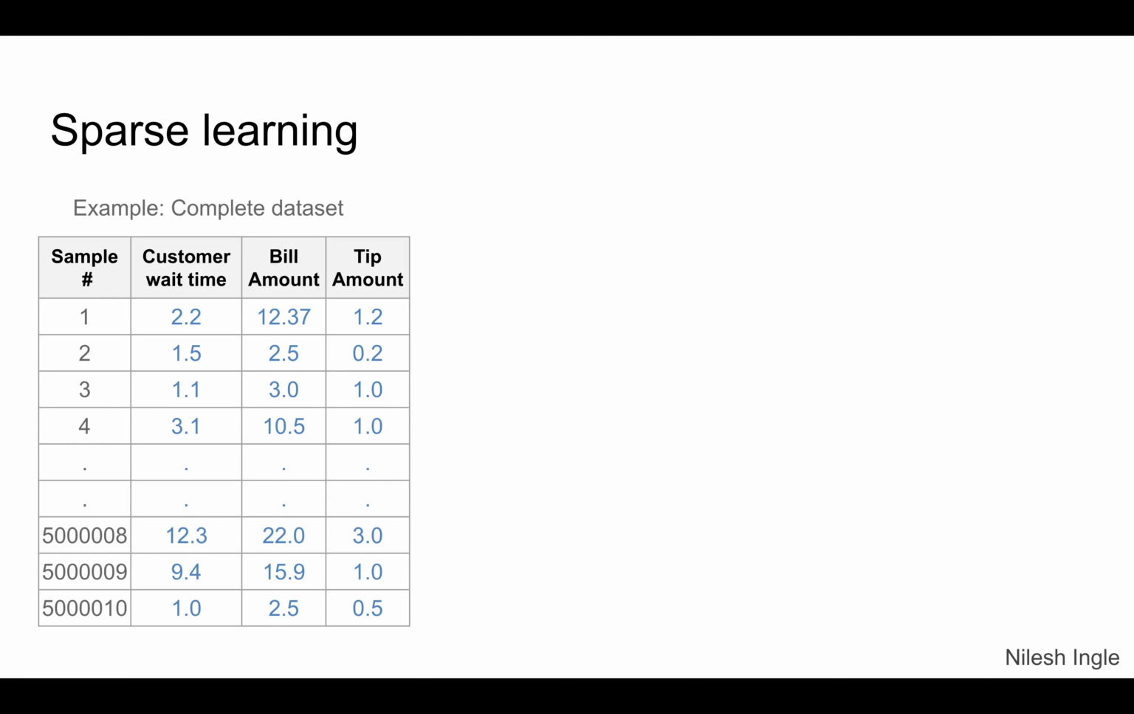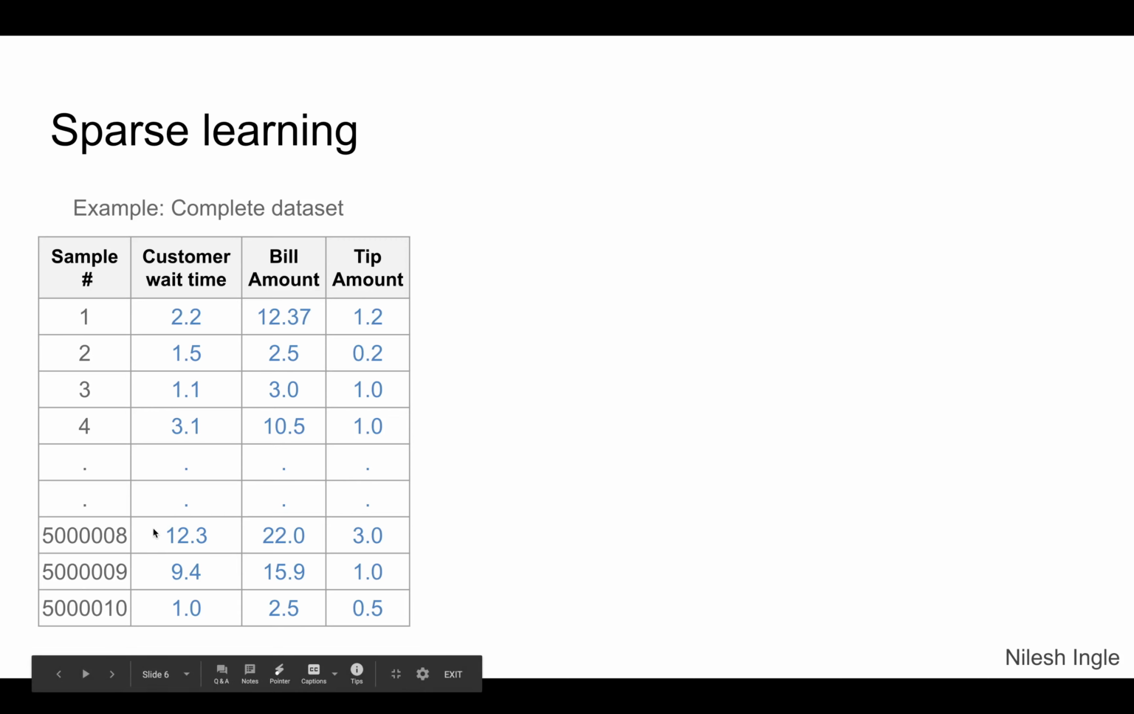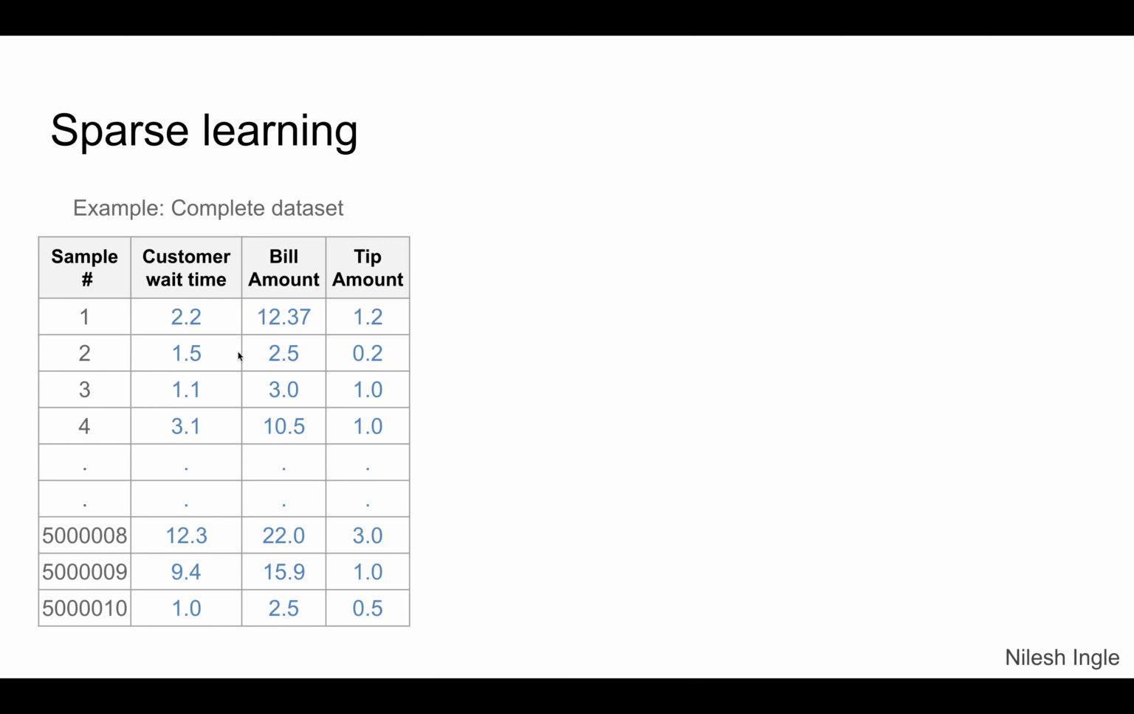Sparse learning is also supported in stochastic gradient descent in scikit-learn, and here is just an example to illustrate what a sparse data set is. Here we have a data set, let's say about 5 million records, and most of the values here have some value in them. They are non-zero values, and so that is good. So a complete data set is always good.